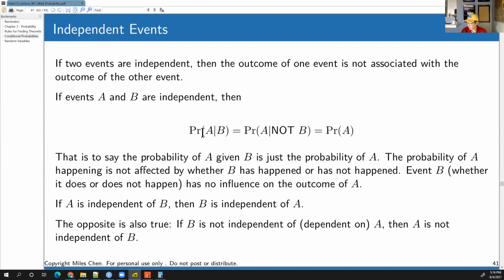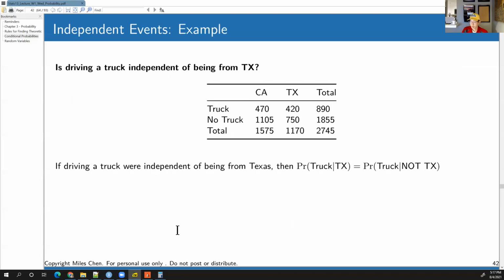You're going to see this relationship: probability of A given B is the same as the probability of A given not B. And if A is independent of B, then that means B is independent of A, right? And the flip side of that is also true. If B is not independent, meaning that it's dependent on A, then A is not going to be independent of B. So if B is not independent of A, then A is not independent of B.